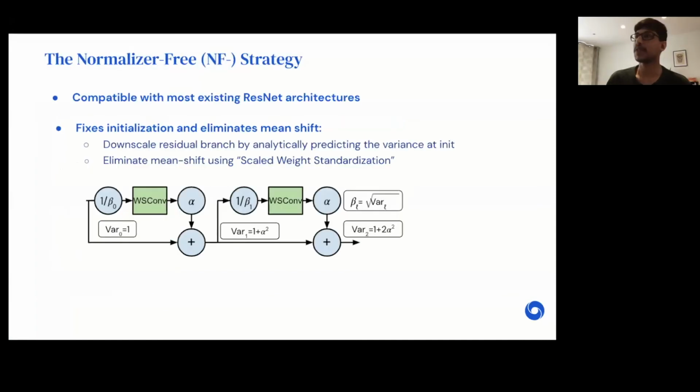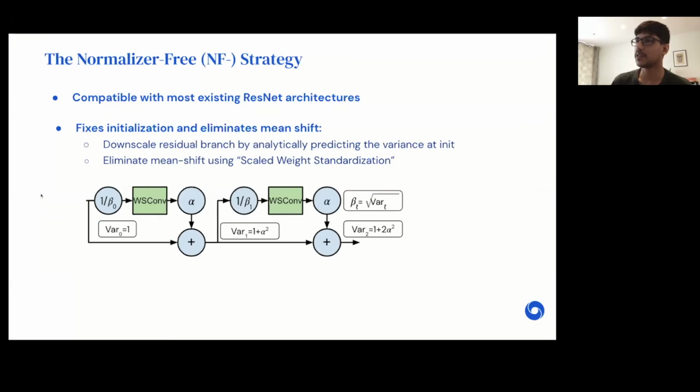All right, so I'll just move on. We described the four main benefits of batch normalization on ResNets. And so now the question is whether we can come up with simple replacements to get back the performance on unnormalized ResNets. So here's our basic normalization-free strategy, which is compatible with most existing ResNet architectures, which means that you can put it into any ResNet backbone, really.